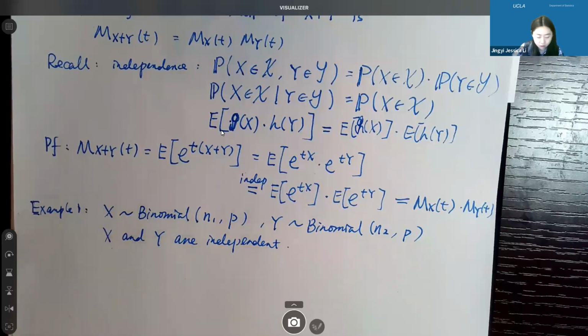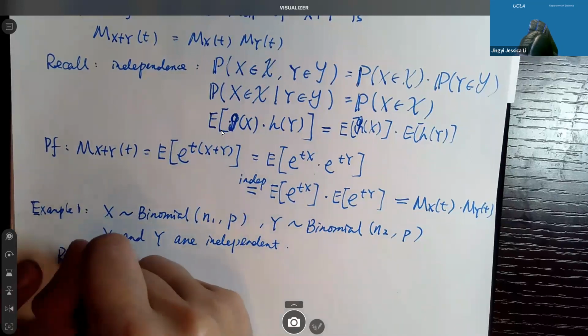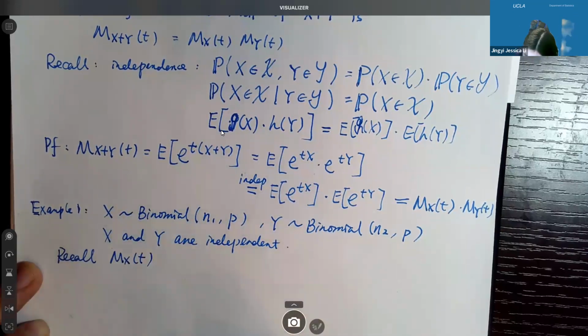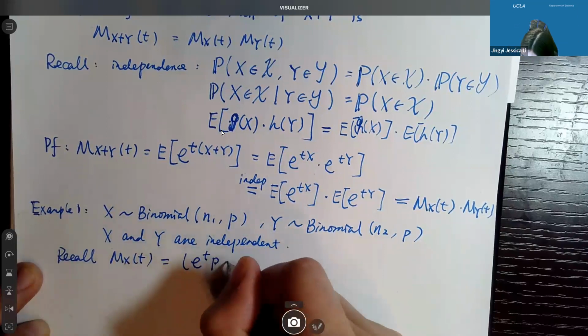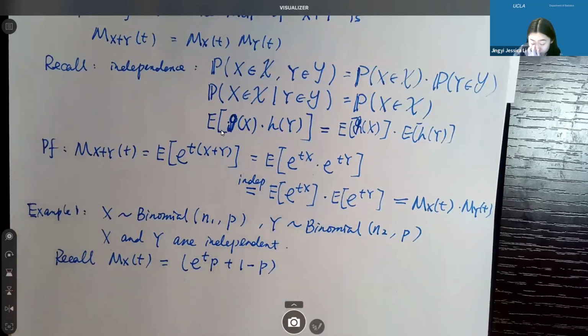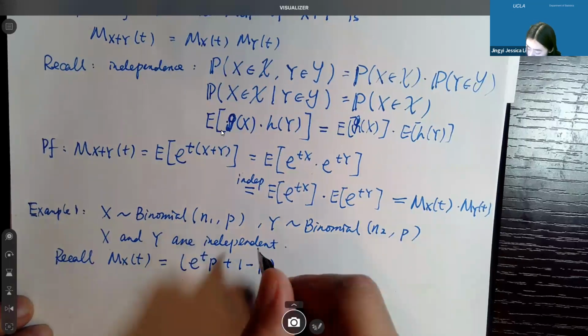So let's recall what we have for the binomial MGF. That's what we did in the last lecture. Recall that M_x(t), based on what we derived, is equal to (e^t times p plus 1 minus p) to the power of the total. Previously the total was n, so we had the power n. Here we use n1 as the total, so this should be n1.